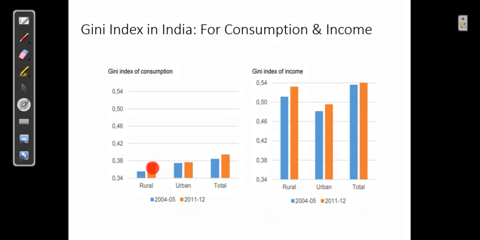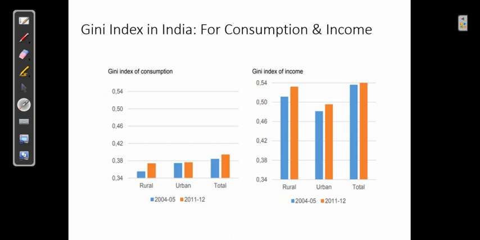So this orange colored bar is showing you the data for 2011-12, and this blue colored bar is showing you the data for 2004-5. On y-axis, Gini index has been taken, which is lying between 0 to 1, but we have taken only a few points: 0.34, 0.38, 0.42, 0.46, 0.50 and 0.54. And on x-axis we have taken the data for rural, urban area and overall India total.